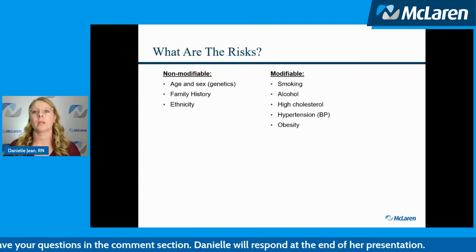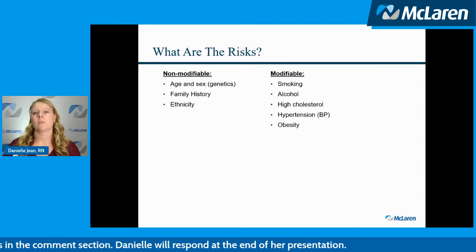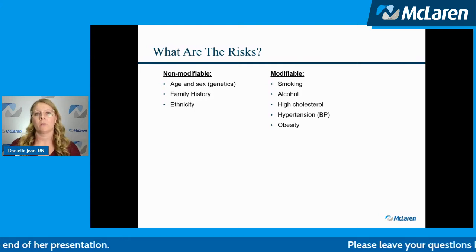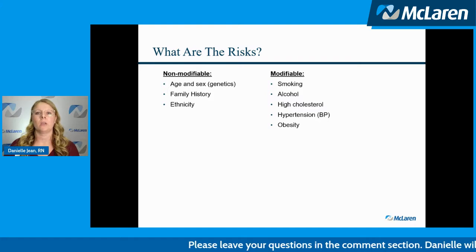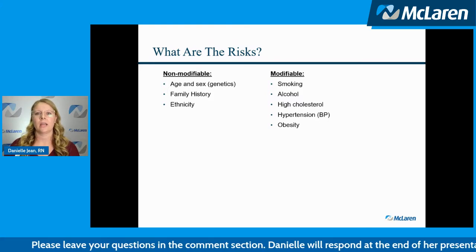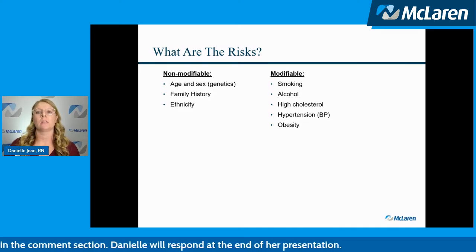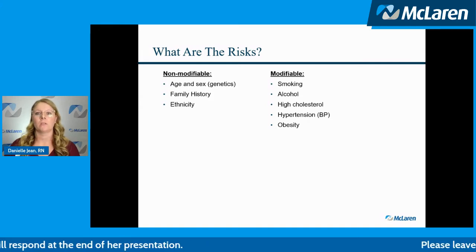So, what are the risks? There's two different categories of risk for cardiovascular disease and heart attacks: non-modifiable and modifiable. Non-modifiable risk factors are things that you have no control over, things that you can't change. These are like your age, your sex, family history, genetics, your ethnicity. You can't change those. However, there are ways that you can manage them, such as with lifestyle changes and or medications.